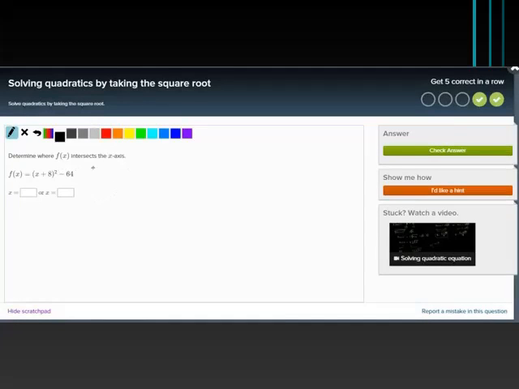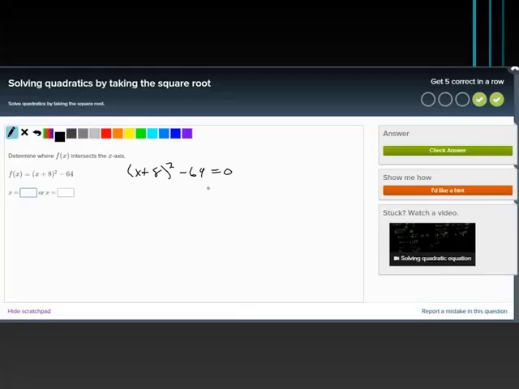So determine where f of x intersects the x-axis. Remember, x-axis, zeros, and roots are all the exact same thing. It's where the parabola crosses through the x-axis. So in this case, since I'm looking for where it crosses the x-axis, I'm looking for the zeros. So I can just replace f of x with 0. So I have the function as x plus 8 squared minus 64 equals 0.